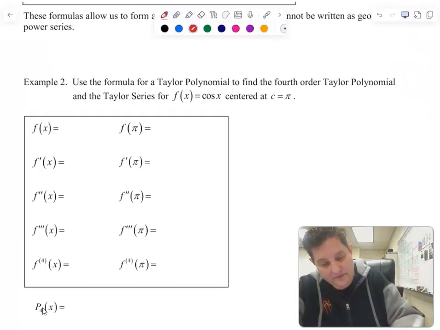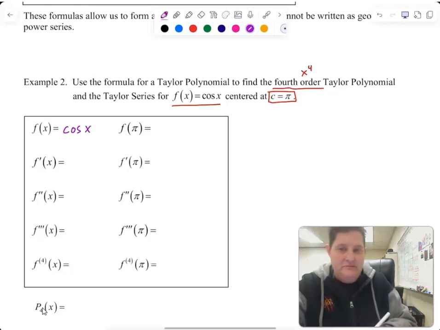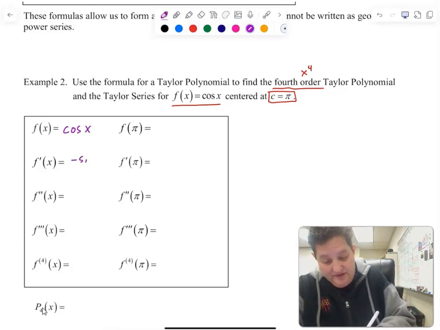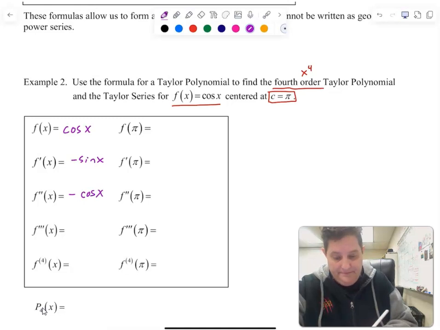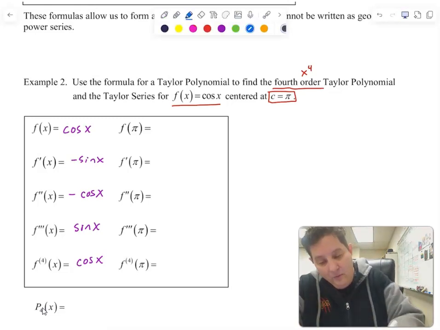Fourth order, so fourth order means I need to go to x to the fourth. Taylor polynomial, f of x is cosine, c is pi. Okay? So let's start with cosine, and let's take some derivatives. The derivative of cosine is negative sine, and then the derivative of sine is cosine, the negative just stays on it. Then the derivative of cosine is negative sine, so that goes back to positive sine, and the derivative of sine is cosine. These will keep on going forever. Now we're going to evaluate each one of them at pi.